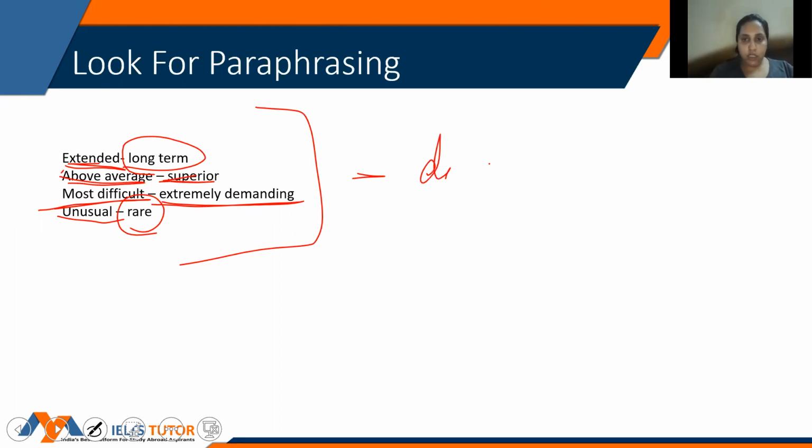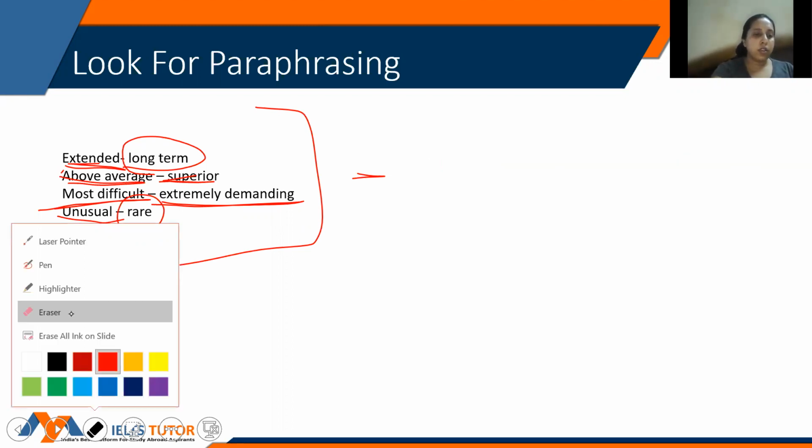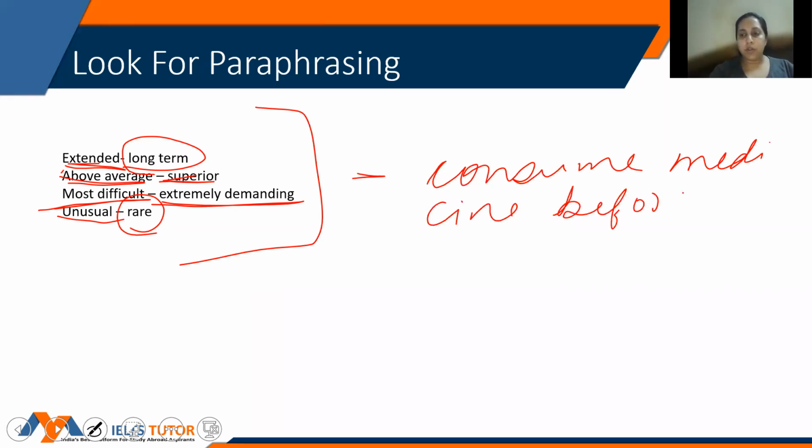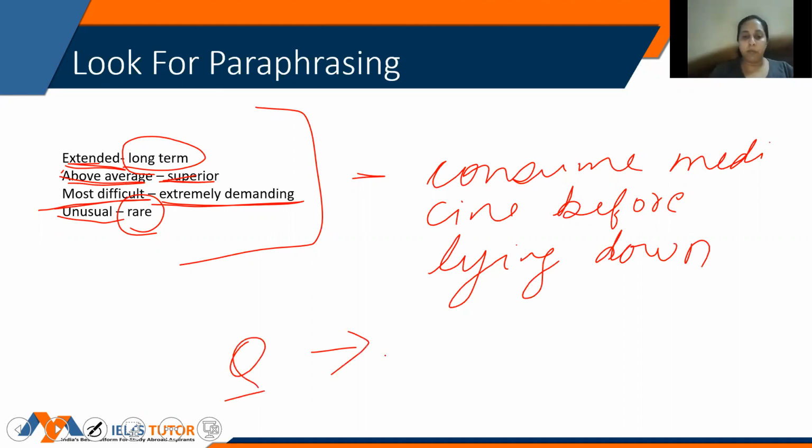Now, do not consume, or you can say consume medicine before lying down. So in the question, they can give it in the opposite form.